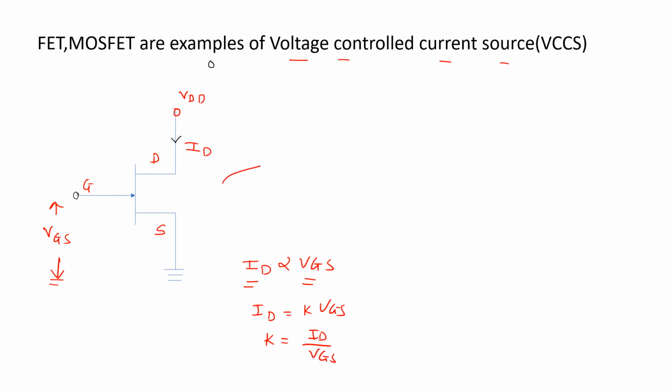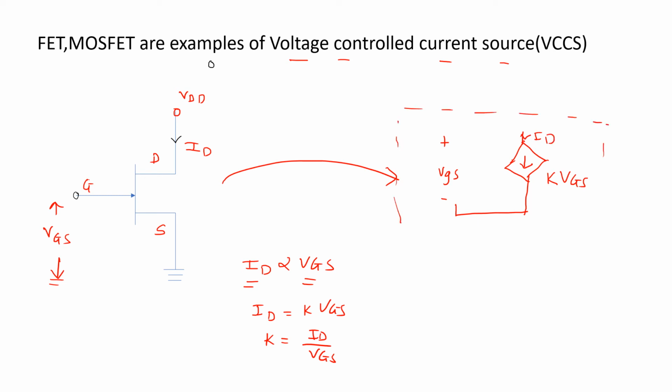Symbolically, FET is shown like this. So this is my voltage VGS on which my current is depending, and the output is voltage dependent current source. So this is my current source, where I will write K into VGS, which is equal to ID. So this is the representation of FET in the form of a dependent source.